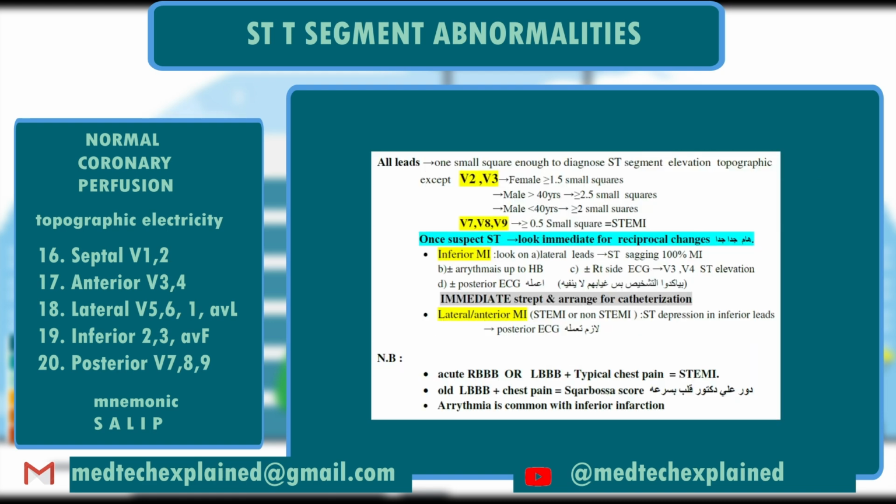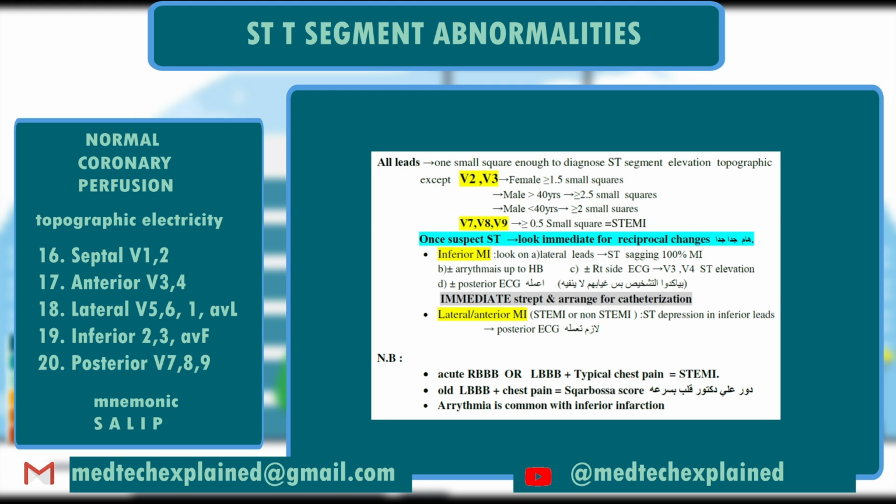So is any height of ST elevation significant? Well, one small square is enough to be significant in most leads, but there are exceptions. One small square is enough, except in the most anterior and the most posterior chest leads. So in the most posterior chest leads, V7, V8, and V9, even a smaller elevation of half a square above the isoelectric line warrants attention. While in the most anterior chest leads, V2 and V3, we need more elevation than one square to indicate significance.